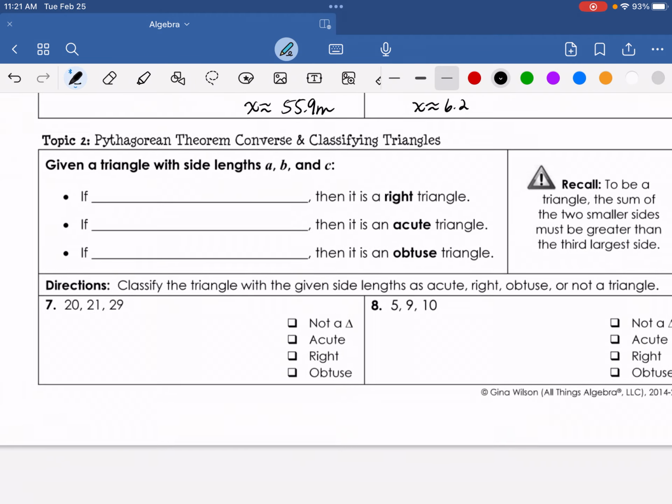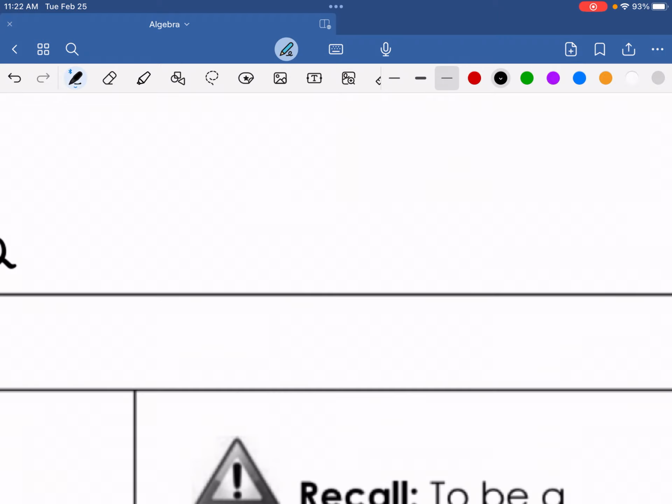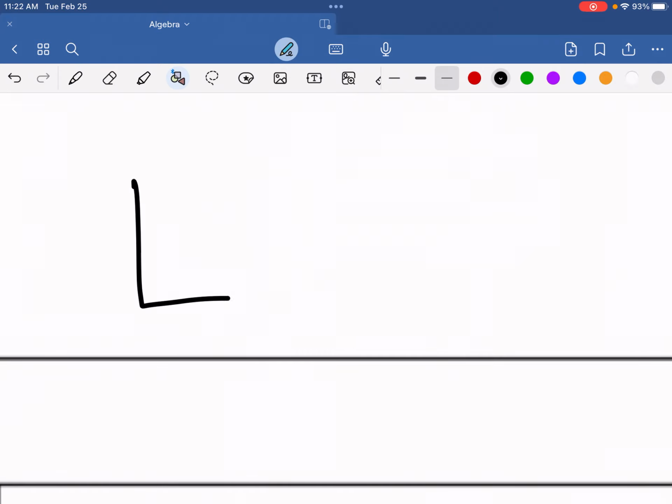All right, now let's talk about section 2. Section 2 is, these are not necessarily right triangles. We don't know. We're deciding if it's a right triangle, an acute triangle, or an obtuse triangle. Okay, hopefully we remember what those are. A right triangle has a right angle. So it looks something like this.